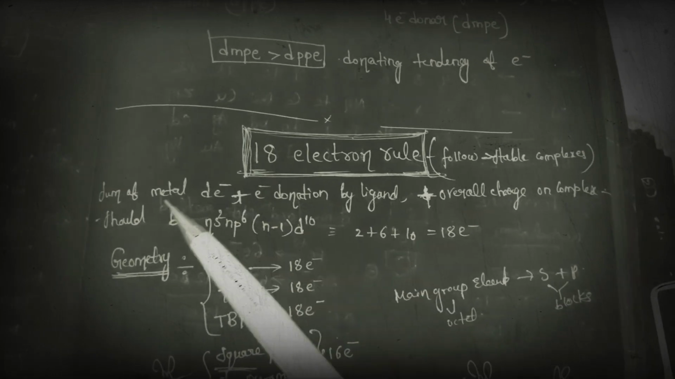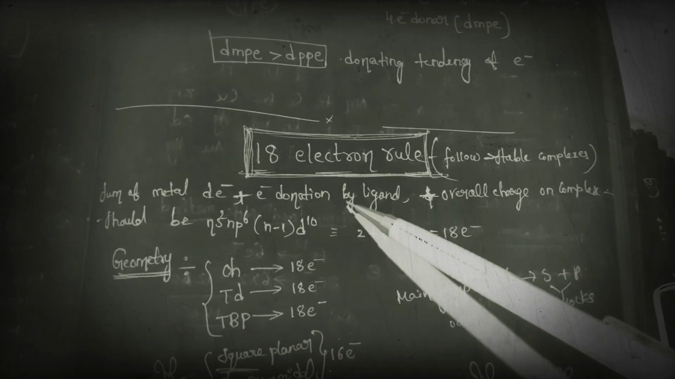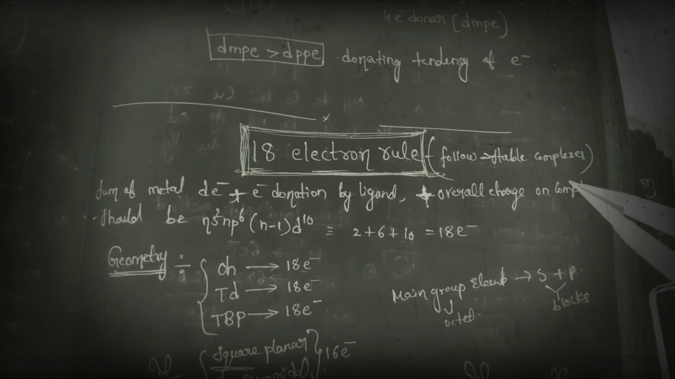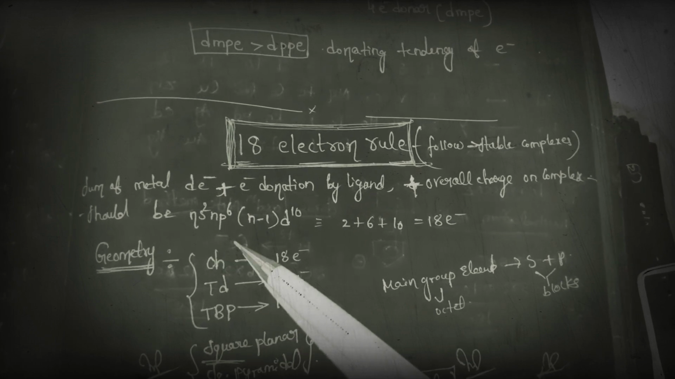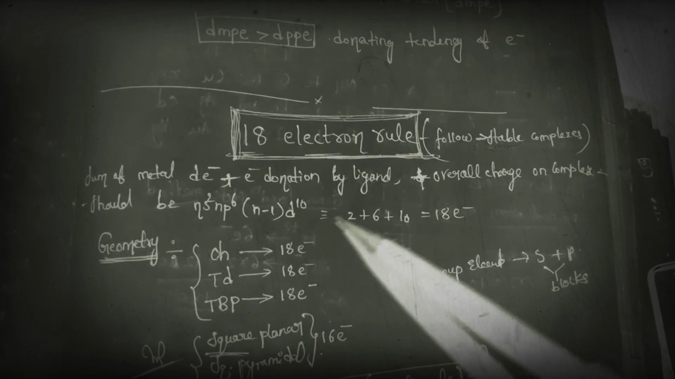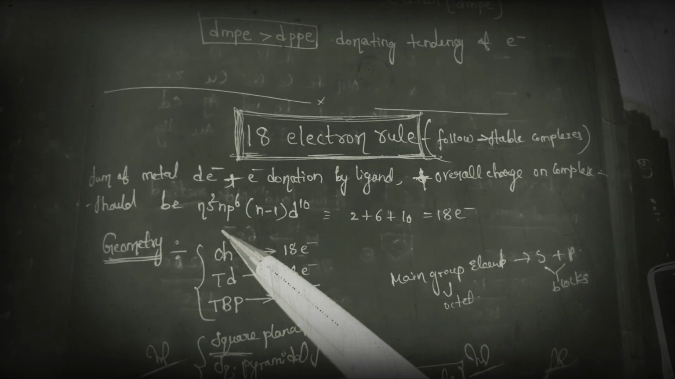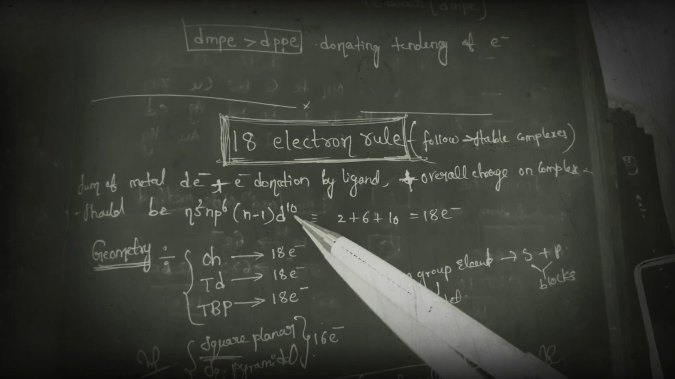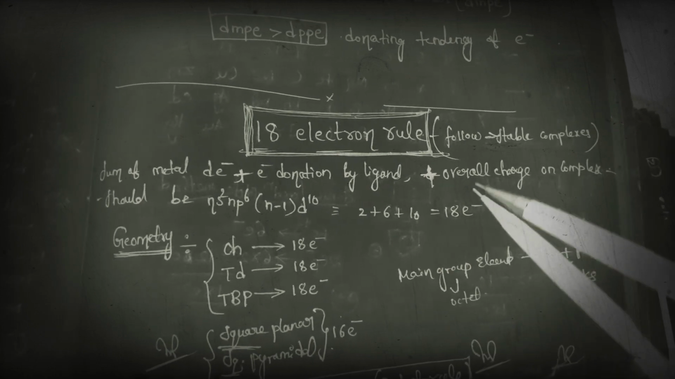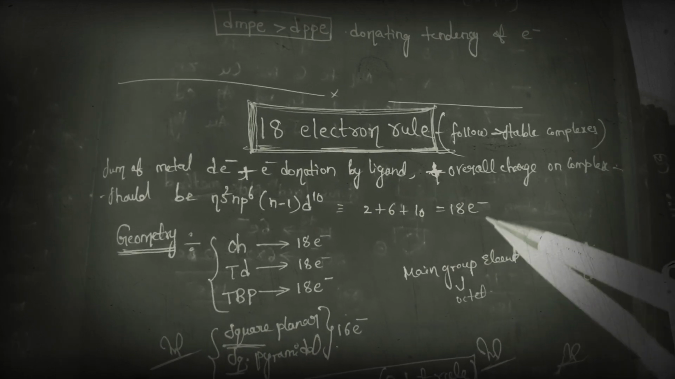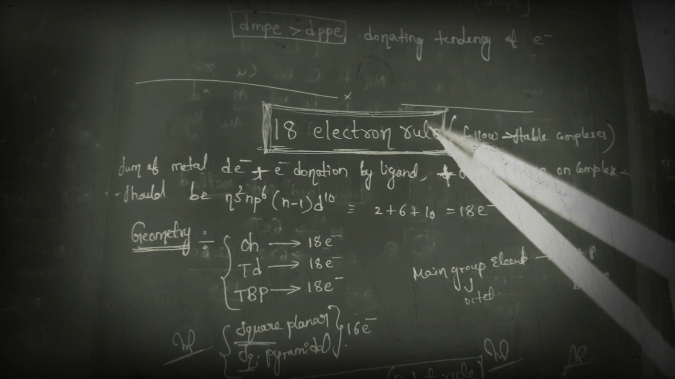If we sum all these three, the d electrons, the electrons donated by the ligand, and the overall charge on the complex, it should be ns2 np6 (n-1)d10. ns2 means 2 electrons, np6 means 6 electrons are present in the p orbital, and d10 means 10 electrons are present in the d orbital, so totally we get 18 electrons. So if we get 18 electrons in a particular complex, then that complex is said to be stable. I hope you understood.